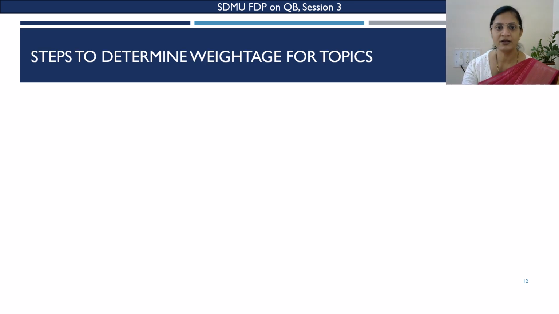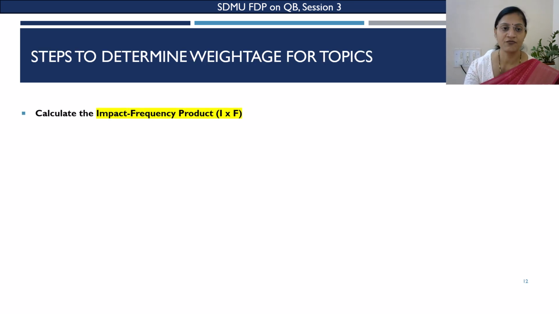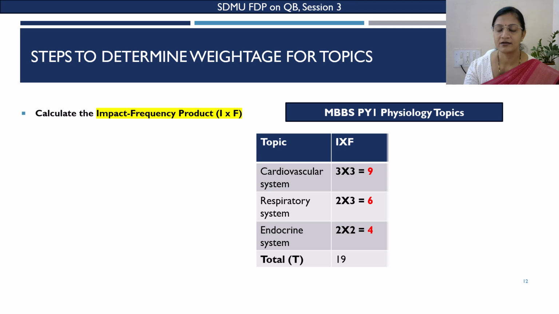So for example, we will consider how to determine the weightage for the topics. Now first is to calculate the impact frequency product. What we are doing here, I have taken an example of physiology topics and we have considered system wise here. To make it easier for us, we cannot go competency wise because there are too many competencies if we go that way. So we can go system wise.